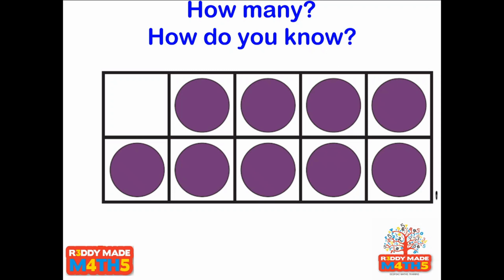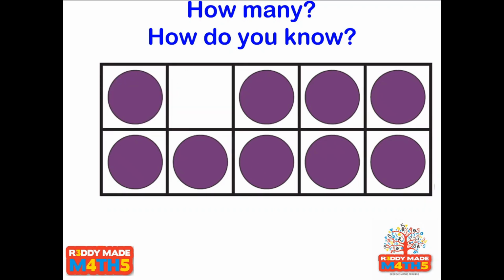Well, which one was missing then? The first space, the first one on the top row. That was the one that was missing. The bottom row was full, the top row had 4 in. You get all these sorts of explanations, but generally what they've seen is 9 is 1 less than 10. It's a really good starting.